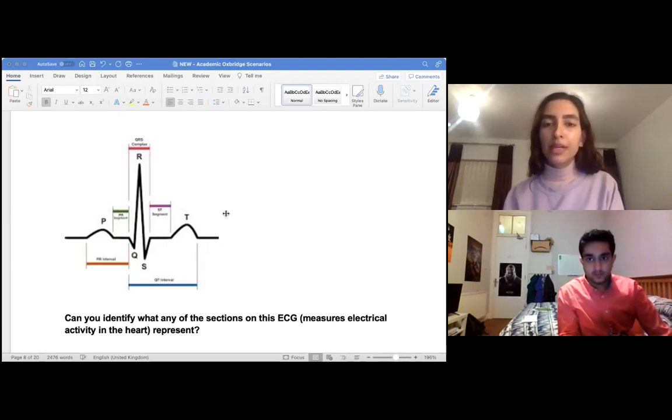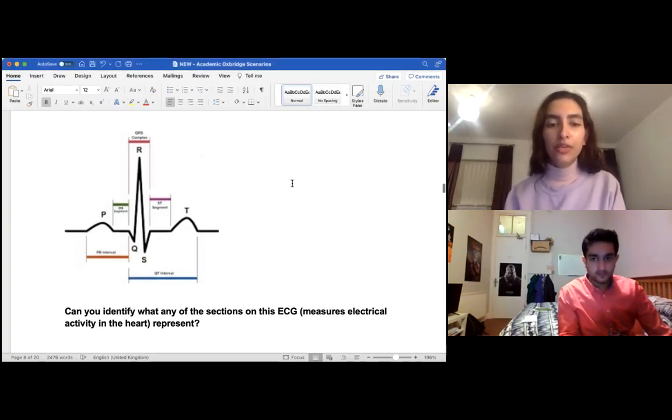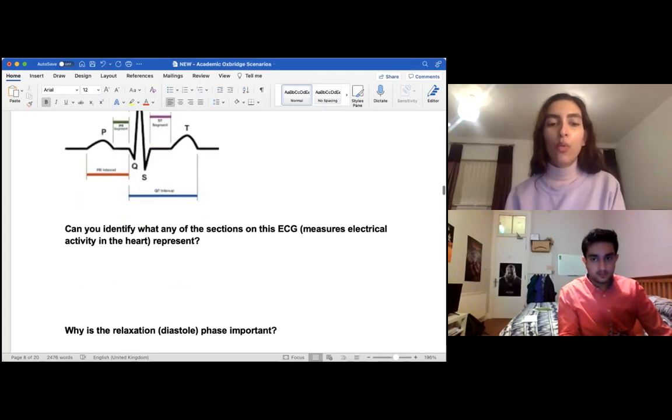Okay. Do you mind repeating what you mentioned you thought the T wave was? The ventricle relaxation. Okay. Do you know another word that we would use for that? Diastole or repolarization. Okay. Moving on to the next question. Why is relaxation or diastole, why is that phase important? It allows time for the chambers to fill with blood before you get another cycle passing through.